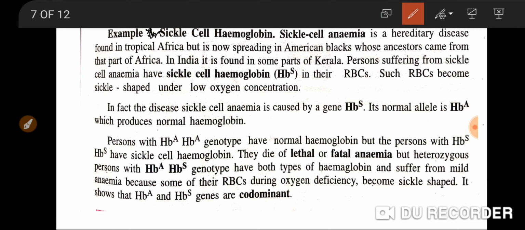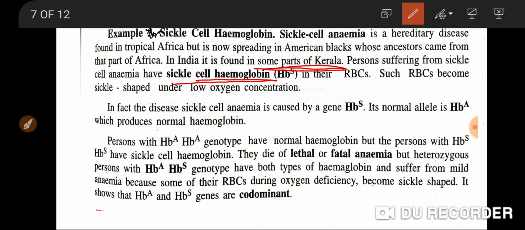As we know, sickle cell anemia is a hereditary disease found in tropical Africa, but is now spreading in the American blacks whose ancestors have come from parts of Africa. In India, it is found in some parts of Kerala. The person suffering from this disease has sickle cell hemoglobin, and the allele for the sickle cell hemoglobin is denoted by HbS, and such RBCs become sickle shaped.